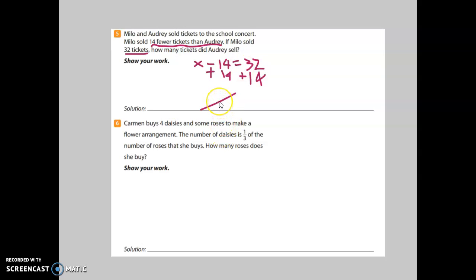Alright, so 14, if I owe someone $14 and I give them $14, I don't owe them any more money. So we have X left by itself, which is how much Audrey sold. And then we have to figure out what this equals over here. So 32 plus 14 is 46. So you would say Audrey sold 46 tickets.